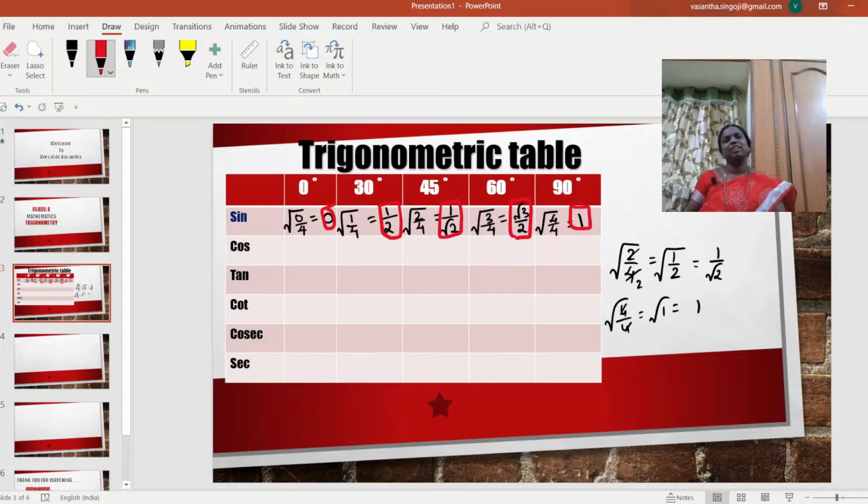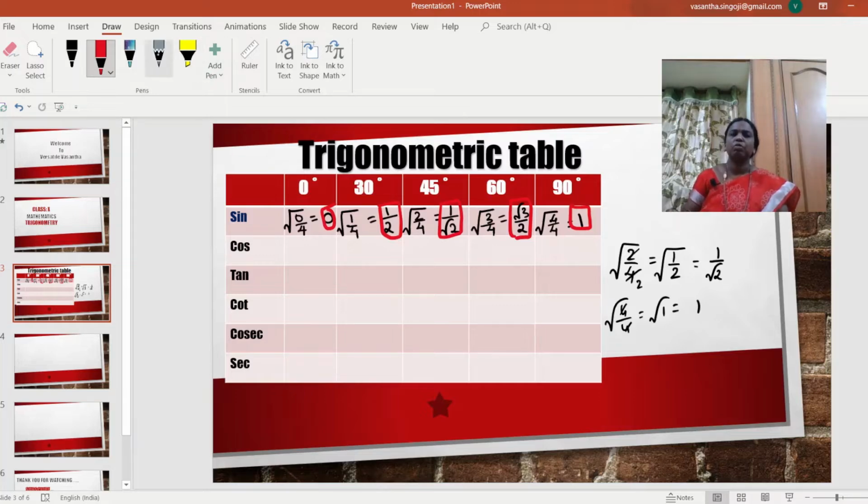Now if you check from the textbook or from any other resources, we get all the values of sine, that is sine 0 is 0, sine 30 is 1 by 2, sine 45 is 1 by root 2 and sine 60 is root 3 by 2 and sine 90 is simply 1.